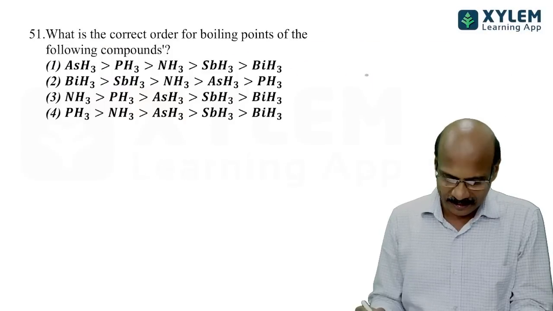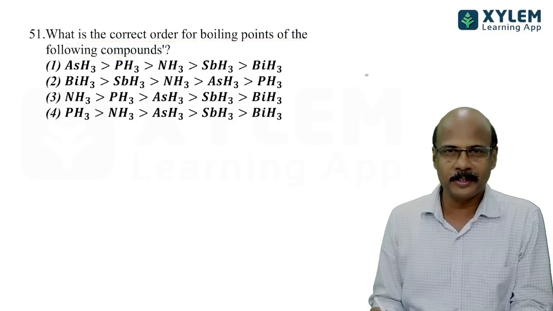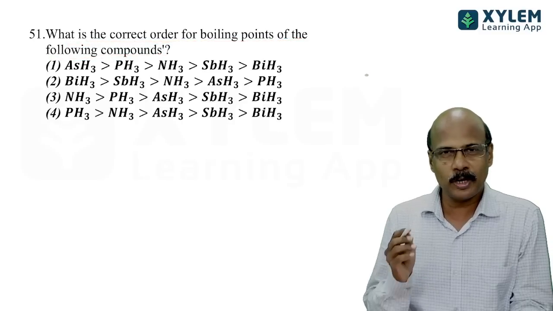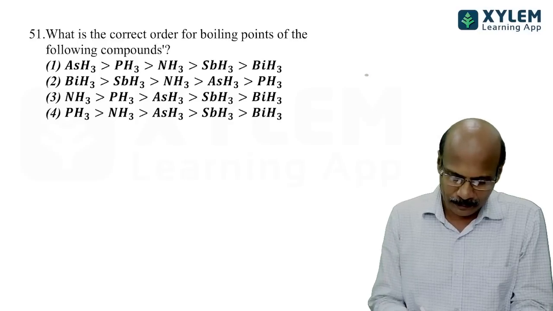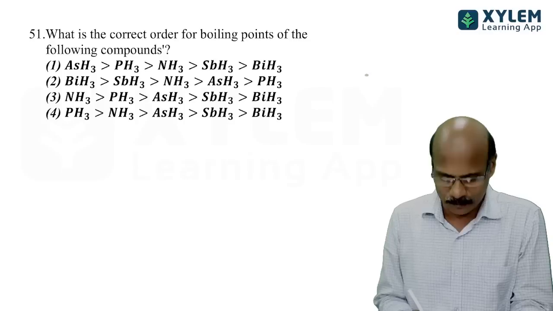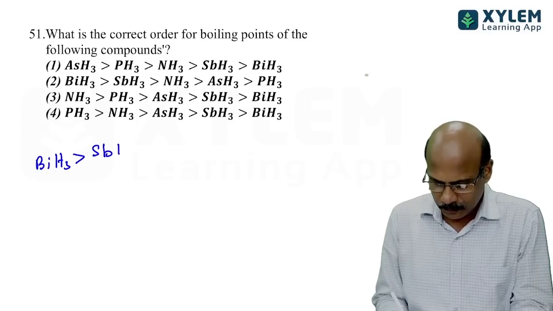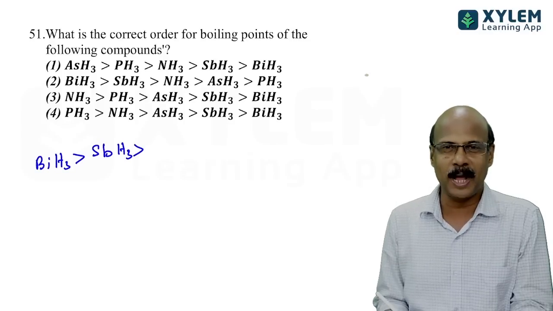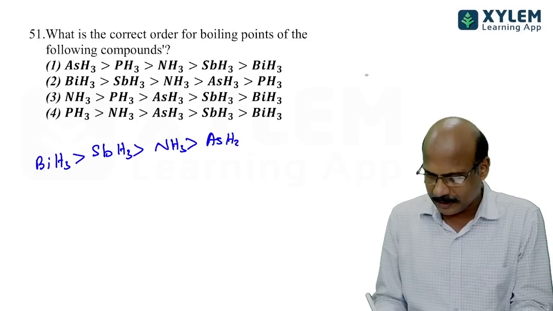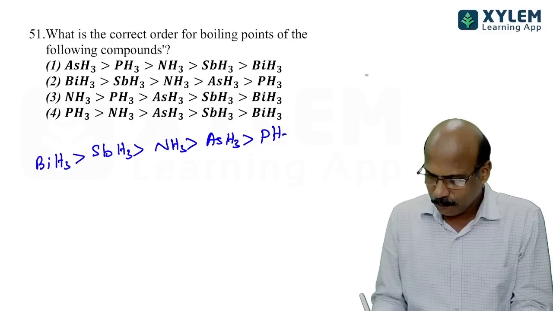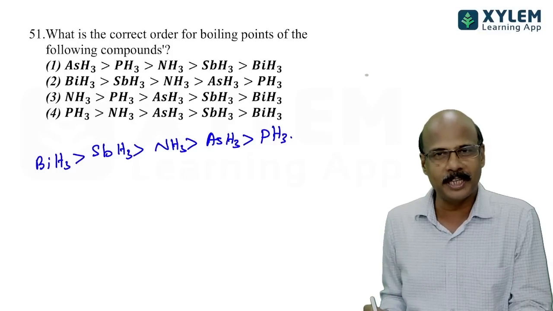See question number 1 here. What is the correct order of boiling point of the following compounds? You know that in general, for a covalent molecule, the greater the molar mass, the greater will be the boiling point. No doubt, the highest boiling point goes to bismuthine here because of greater molar mass. Then comes stibine. Then comes the problem. Ammonia has a greater boiling point than arsine and phosphine. Arsine and phosphine possess lower boiling points than ammonia.